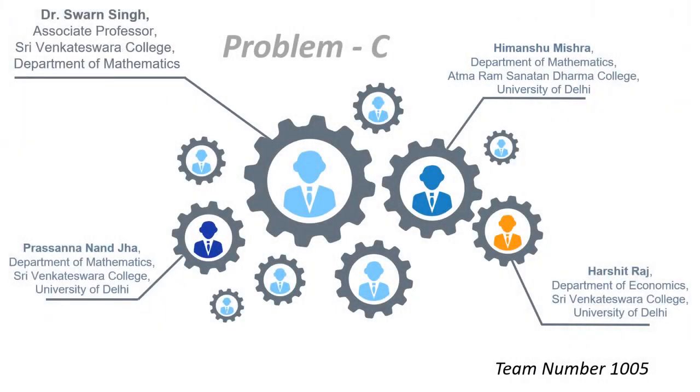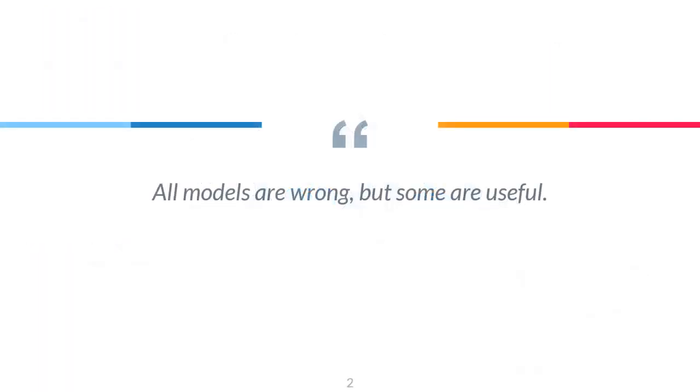We are Team 1005, Prassanna, Himanshu and Harshit from the University of Delhi. Our coach is Dr. Singh, and this is our solution to problem C of SCUDEM 5 2020. Let's start on a rather philosophical note, keeping in mind that all models are wrong, but some are useful.